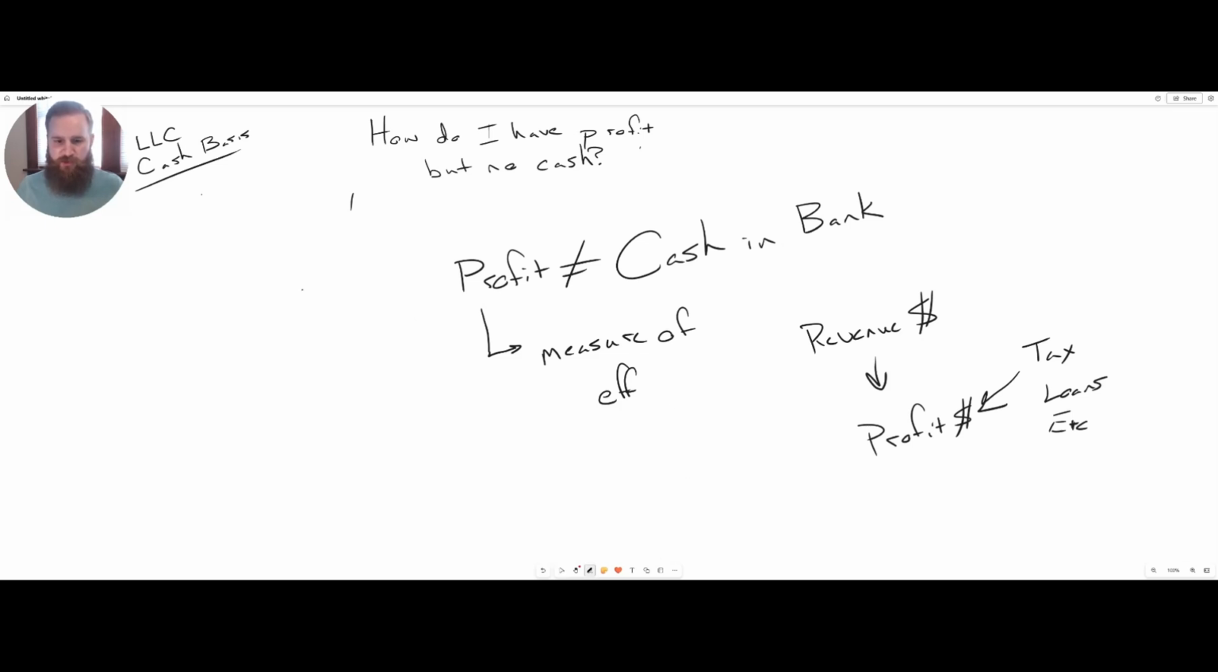So there's a different measure for that, and that is called cash flow. I'm sure you've heard this, but that is what cash flow is. Cash flow measures the increase or decrease of cash over a period. Profit measures the efficiency of the business. So this would be your P&L. So your profit and loss statement measures the efficiency of the business in turning revenue into profit. Your cash flow measures the efficiency of turning profit into cash.